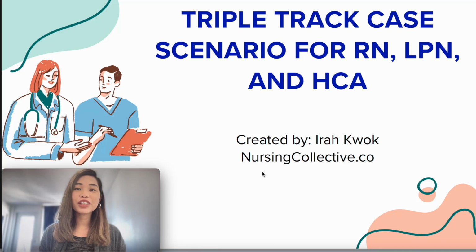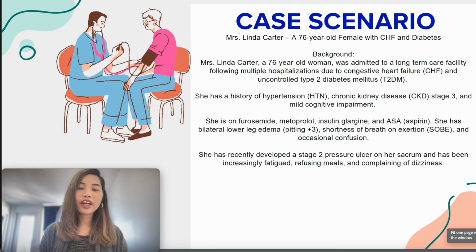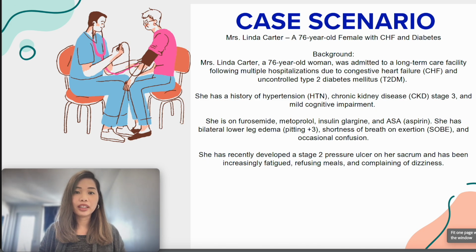Hi everyone, in today's video we're going to discuss a triple track case scenario for RN, LPN, and HCA in a sample case scenario and your main responsibilities. So let's get started. For our case scenario, we have Miss Linda. She is a 76-year-old female with CHF and diabetes.